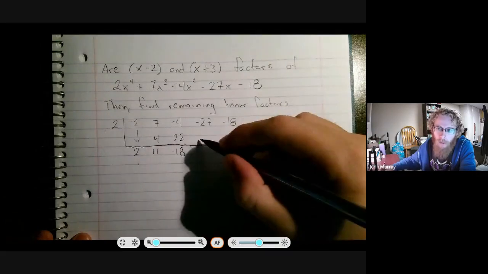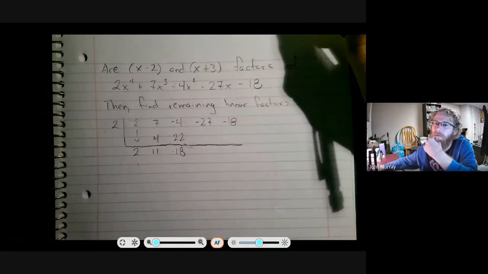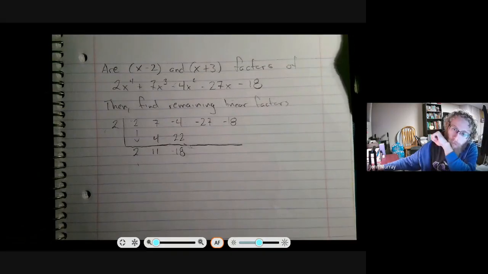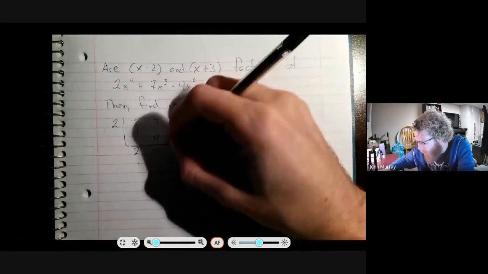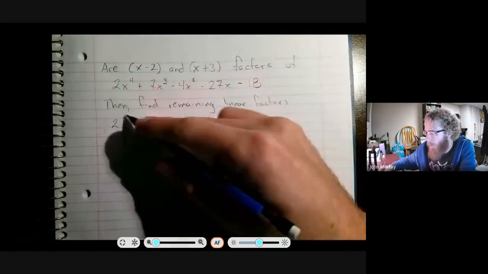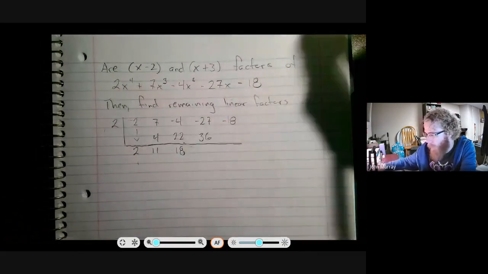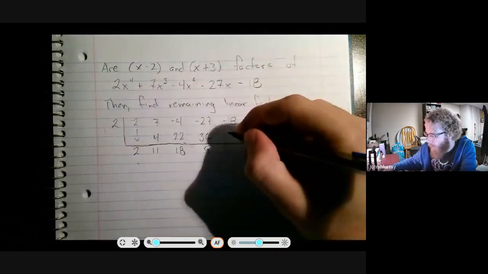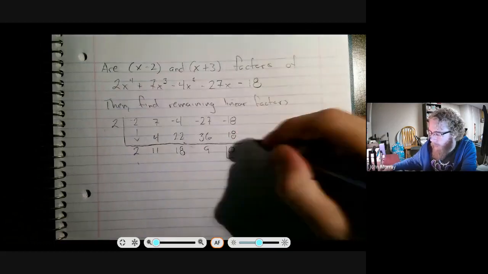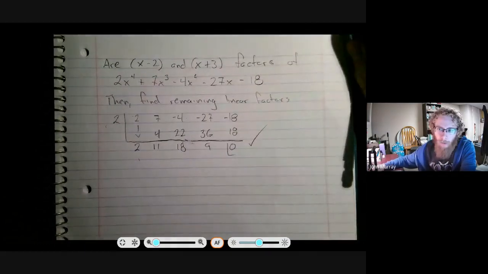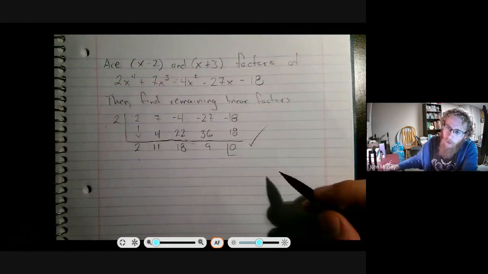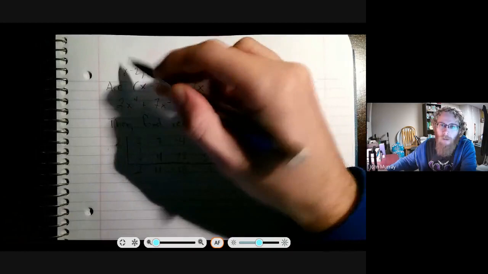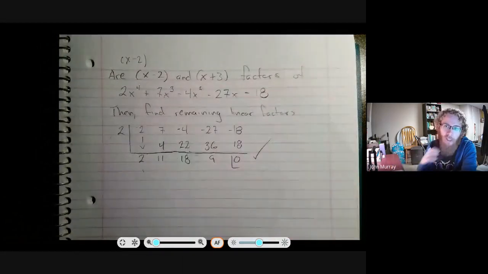2 times -18. No, positive 18. What am I doing? Positive 18 times 2 is 36. Adding down there, we get 9. 2 times 9 is 18. And we get 0. Okay, so it is a factor. So I'm just going to put that at the top, x minus 2. All right, so now I want to check, is x plus 3 a factor?